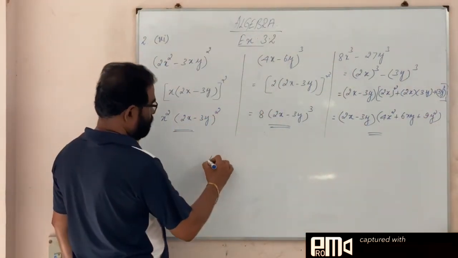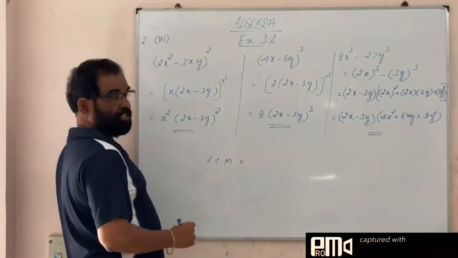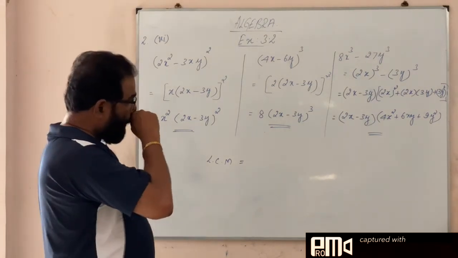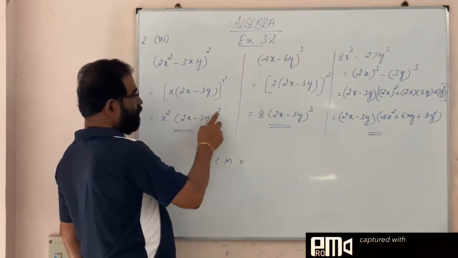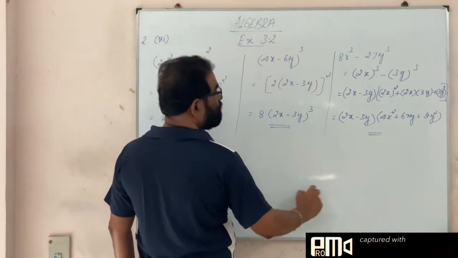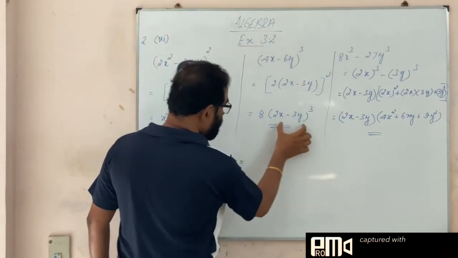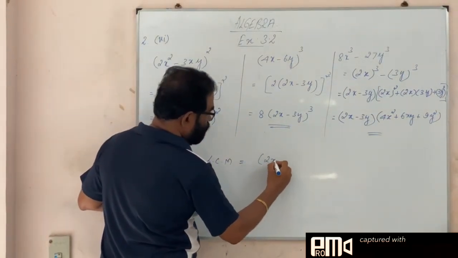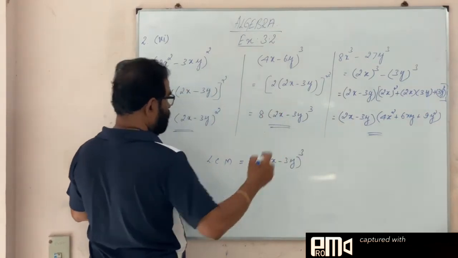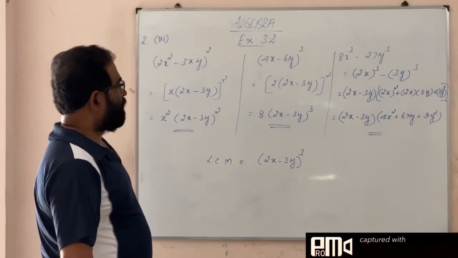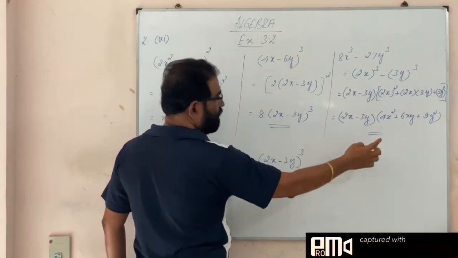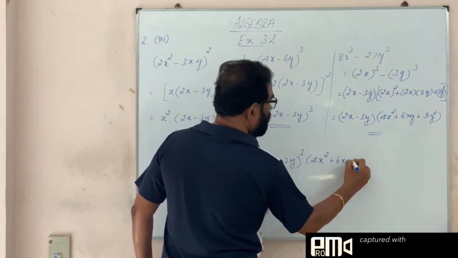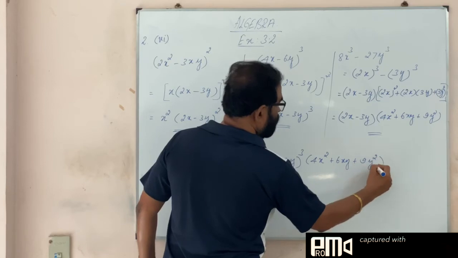What is the LCM now? First of all we have to select the common factors and the highest power. We have 2x minus 3y the whole square here, 2x minus 3y the whole cube here, and 2x minus 3y here. What is the highest power among these three? The highest is here, so we select that first: 2x minus 3y the whole cube. Then go for the uncommon items. See, this is uncommon, we have to write that: 4x square plus 6xy plus 9y square.